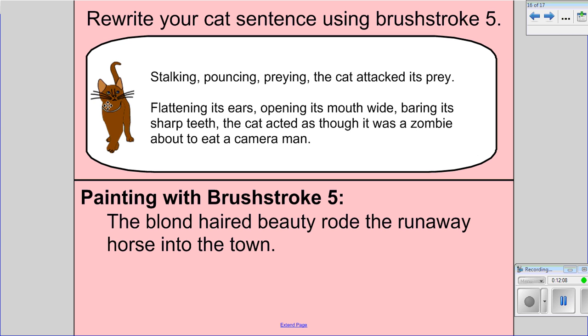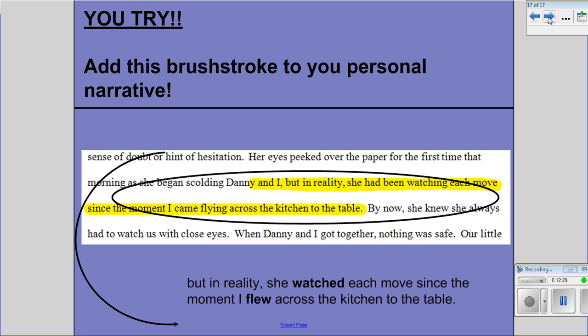Here's an example of active voice with our cat sentences. Stalking, pouncing, preying, the cat attacked its prey, flattening its ears, opening its wide mouth, baring its sharp teeth. The cat acted as though it was a zombie about to eat a cameraman. What I'd like for you to do is try to do this in your personal narrative.